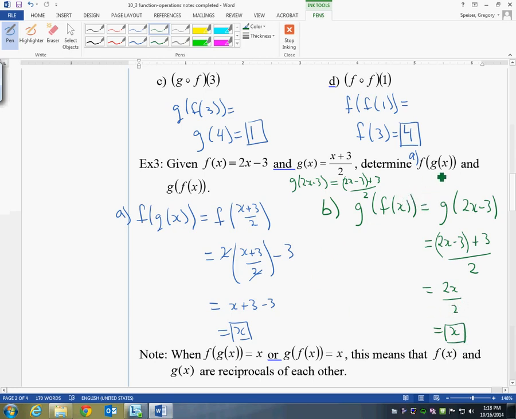Don't get the impression that f of g of x and g of f of x are always going to be the same. Order does matter, and it's only sometimes that g of f of x and f of g of x are going to be equal to the same thing. Look at the note down here. When this happens, if you switch the order and you still get the same answer, then we say that they are inverses of each other. So 2x minus 3 and x plus 3 all over 2 are inverses of each other. Remember, inverses switch the x and the y value. Okay, let's go down.